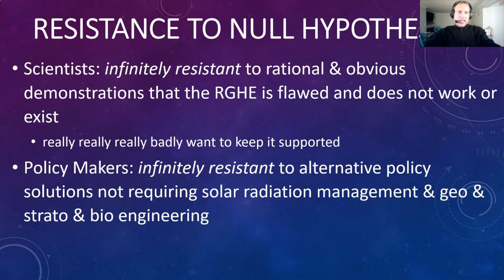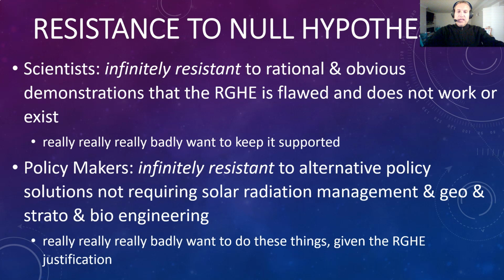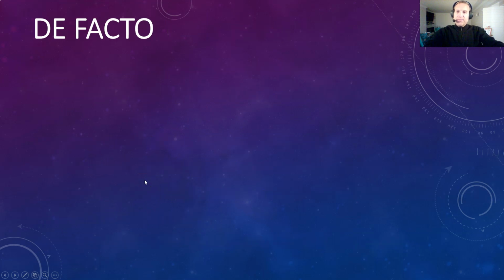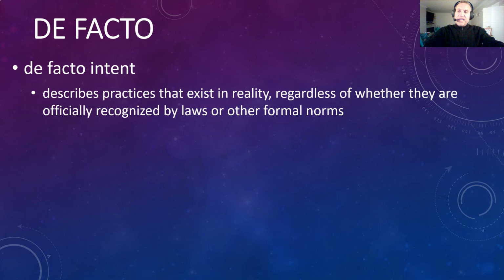So you can see that they're kind of working together, right, to get what? To get this result of blocking out the sun and removing carbon dioxide from the atmosphere. They're really, really resistant to any solutions which show that they're wrong and it doesn't need to be done, right? So yeah, they really, really badly want to do these things given the radiative greenhouse effect justification that they get from the scientists, right? So de facto, what does this show then? What does it demonstrate? It demonstrates a de facto intent.